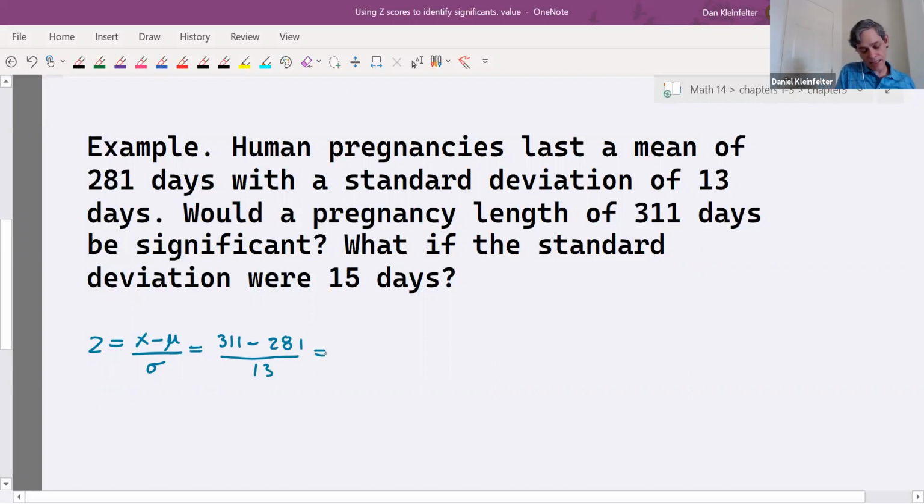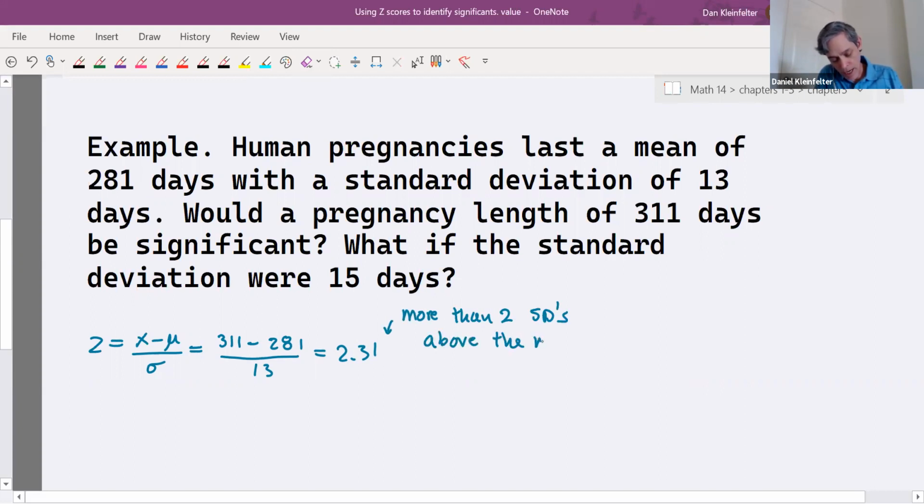Okay, I'm guessing it's going to be yes. Okay, 2.30 or 2.31. That's more than 2 standard deviations above the mean. And so based on that, I would say that's significant.